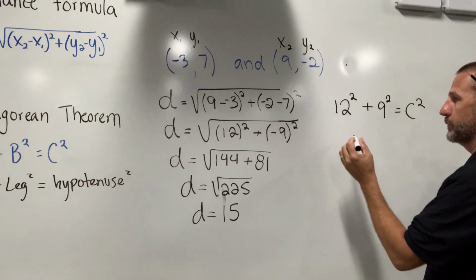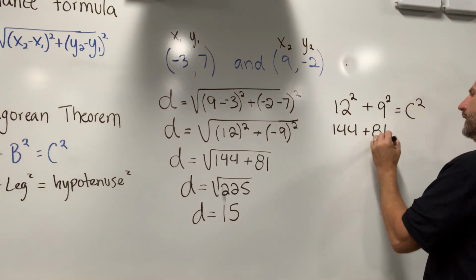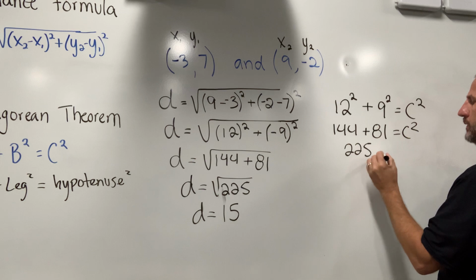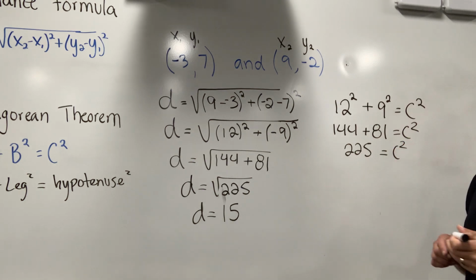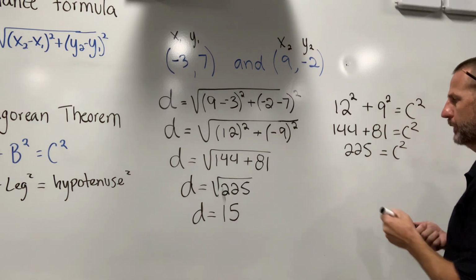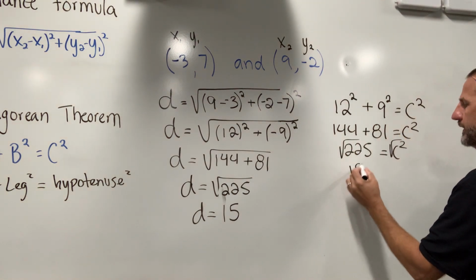So 12 squared is 144. And 9 squared is 81. And then like we talked about, how do you undo a square? Well, you use a square root. And we get 15.